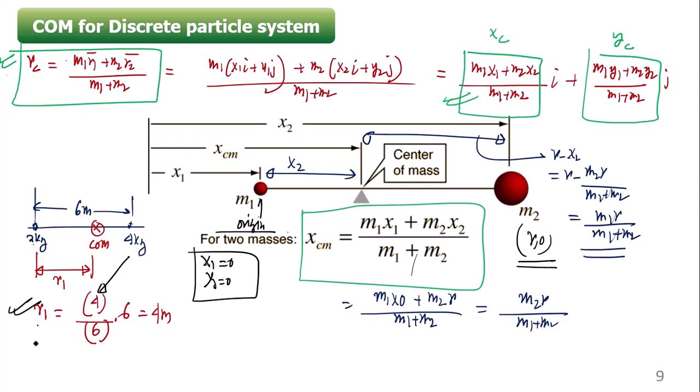Similarly, to calculate R2, the distance measured from the 4 kg, take the mass 2 kg in the numerator, divided by 6, multiplied by 6, equals 2 meter. Obviously, if R1 is 4 meter, then R2 should be 2 meter, because the distance between them is 6 meter. So this is the concept of the two particle system.